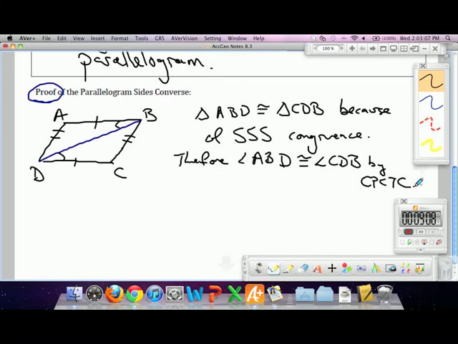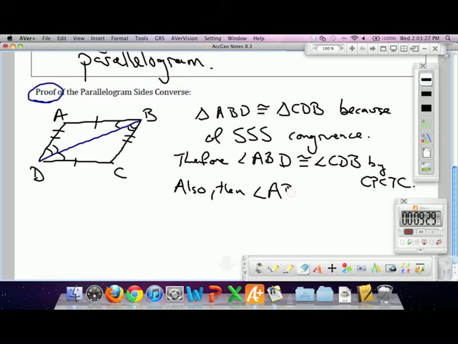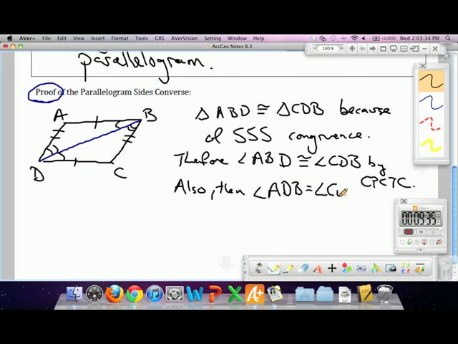Also, by that same reasoning, these two angles must be congruent. Then angle ADB is congruent to angle CDB, for the same reason.